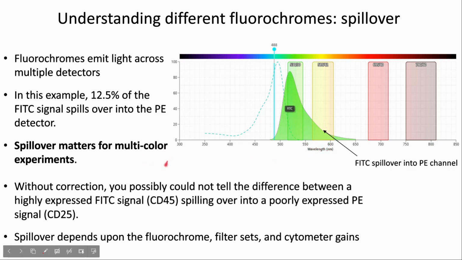There must be some sort of correction for this intensity in the neighboring channels, because otherwise you may not be able to tell the difference between a highly expressed signal in the FITC channel, which could be GFP from a transduced cell, spilling over into a marker in the PE detector, which is not nearly as bright or is very dim. Spillover depends upon the fluorochrome, the filter sets for the instrument, and the cytometer gains.